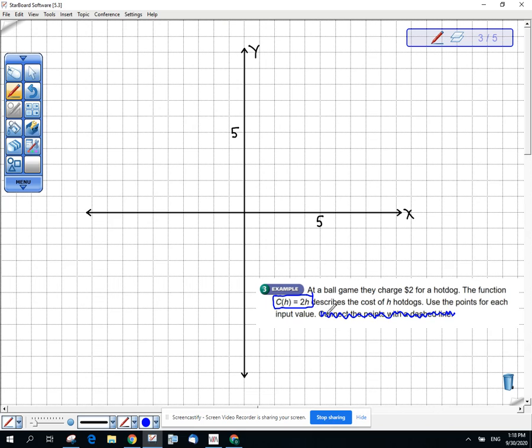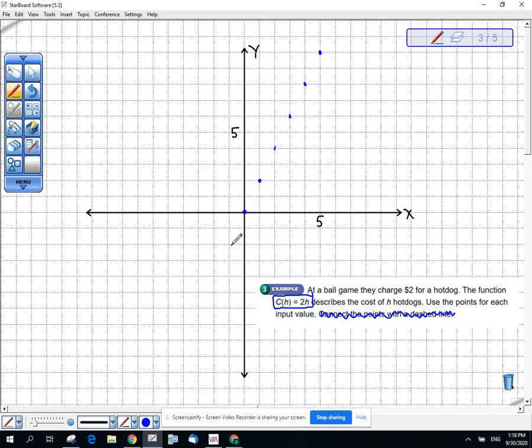So what if you bought? Let's not even do a t-chart this time. What if you bought 0 hot dogs? How much money would you spend on hot dogs if you bought 0 hot dogs? $0. If you bought 1 hot dog, you would spend $2. If you bought 2 hot dogs, you would spend $4. 3 hot dogs, 6. 4, 8. 5, 10. And to me, that says done, right?